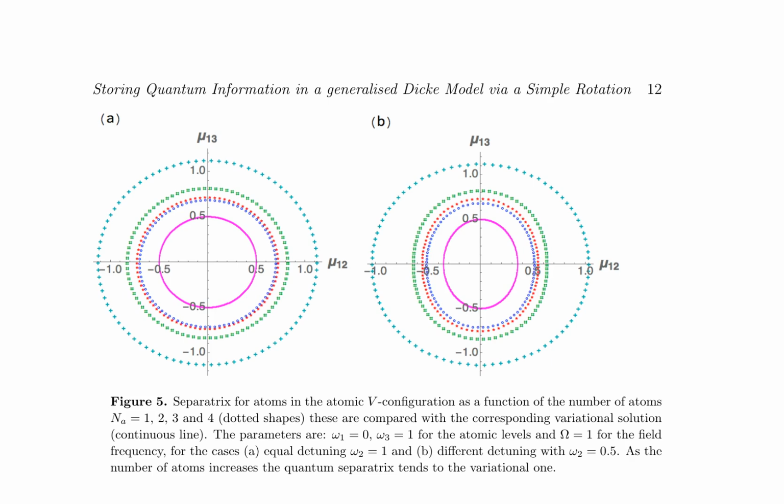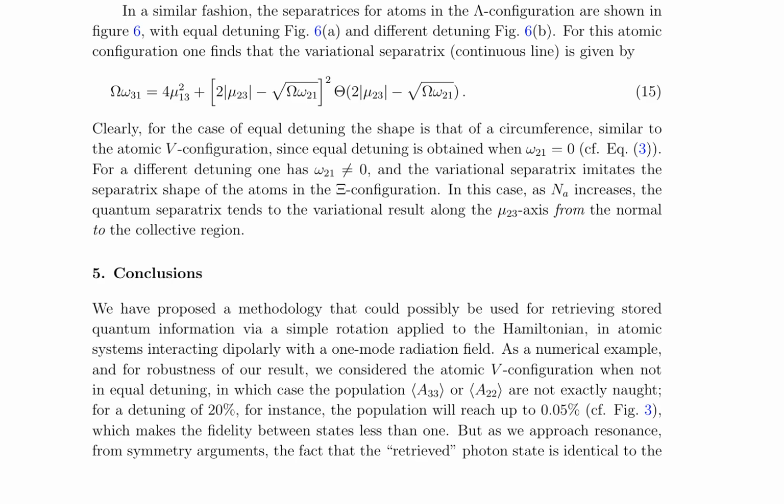The results show that as the number of atoms increases, the quantum separatrix tends towards the variational solution, indicating a stable transition from the normal to the collective region. The methodology's robustness is demonstrated through numerical examples, including the atomic V configuration under non-equal detuning, where the population fidelity is less than 1. However, as the system approaches resonance, the fidelity between states approaches 1, suggesting a high degree of accuracy in retrieving stored quantum information.